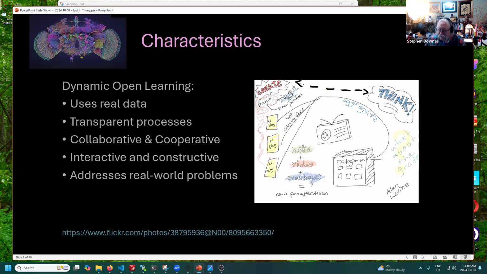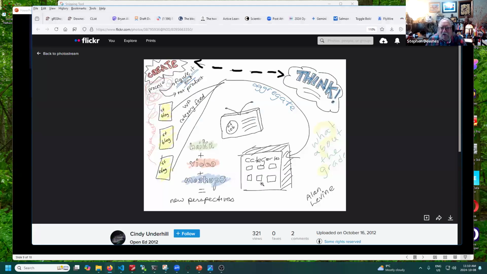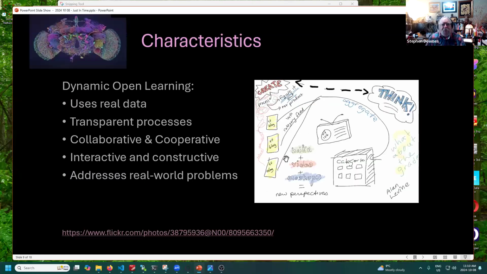What are the characteristics of dynamic open learning? And here, I just want to give credit because it's kind of fun to do that. This is Cindy Underhill from OpenEd 2012. Can you believe it? Diagramming something from Alan Levine, and it turned up in my search for dynamic open learning.